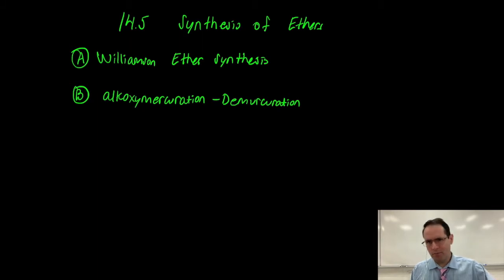the environmental regulations of mercury, the toxicity, and you don't want to be using mercury in a pharmaceutical synthesis because that drug is going to be used in a human, and there's additional requirements for making sure there's no mercury in the product. But it's in the textbook and we'll talk about it. So what is the Williamson ether synthesis?